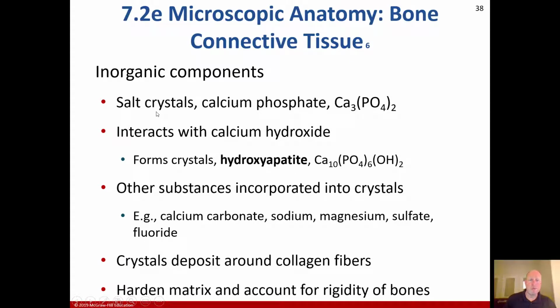The inorganic components are salt crystals: calcium phosphate interacts with calcium hydroxide and forms crystals called hydroxyapatite. Other substances are incorporated into the crystals, like calcium carbonate, sodium, magnesium, sulfate, and fluoride. Crystals deposit around the collagen fibers, which hardens the matrix and accounts for the rigidity of the bones.